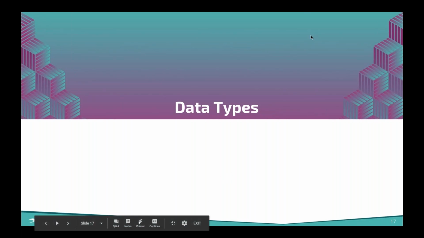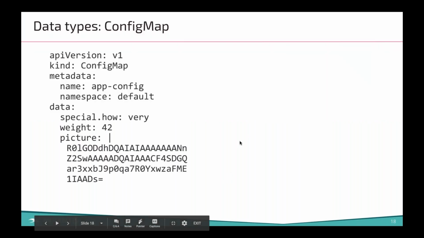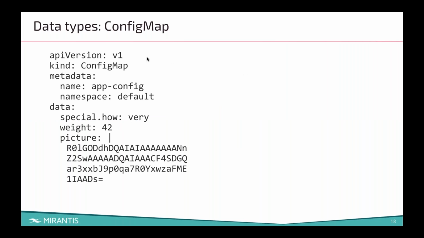All right, so let's talk about data types. One thing that can be useful when you are configuring your pods and your containers and so on is the use of a config map. A config map can be used to specify values that you ultimately want to wind up as environment variables in your container.